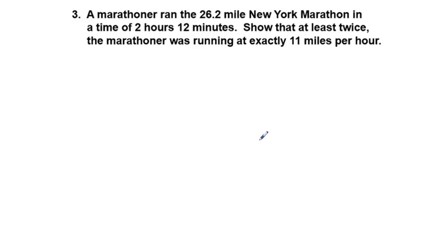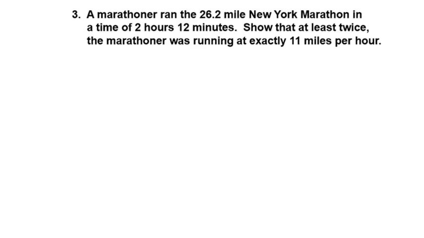The next problem, 3: a marathoner ran the 26.2-mile New York Marathon in a time of 2 hours and 12 minutes. Show that at least twice the marathoner was running at exactly 11 miles per hour. Well, for that, the thing kind of makes sense without doing hardly anything.